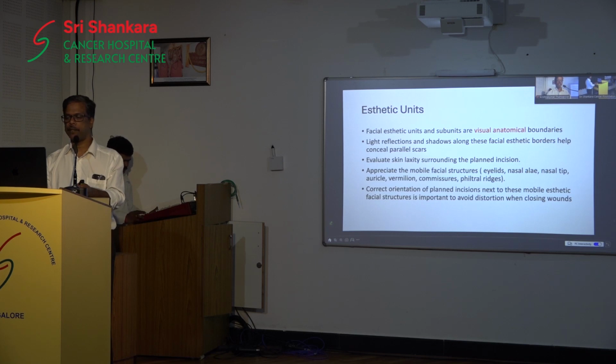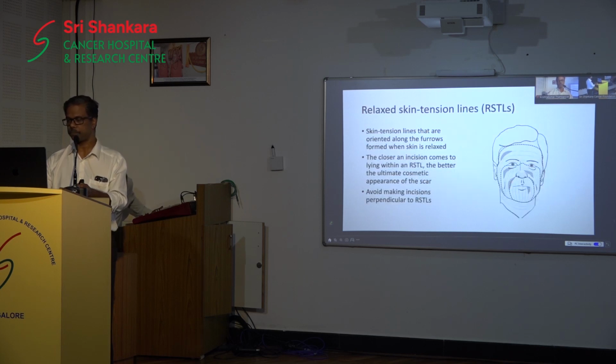And we should appreciate that there are mobile facial structures like eyelids, nasal alae, nasal tip, auricle, vermilion, commissures, and philtral ridges. Correct orientation of the planned incisions next to these mobile aesthetic facial structures is important to avoid distortion when closing the wounds.